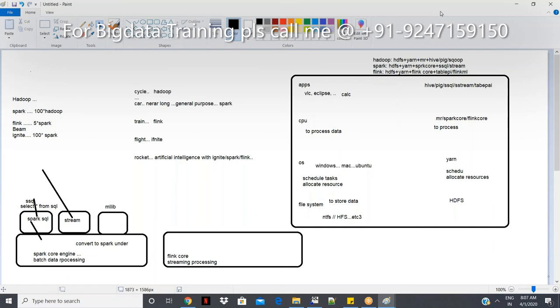Now, do you have a clear idea of the difference between Hadoop and Spark and Flink? Flink, I will get to later, don't worry. First of all, Hadoop and Spark are the most important. Okay? Yes.